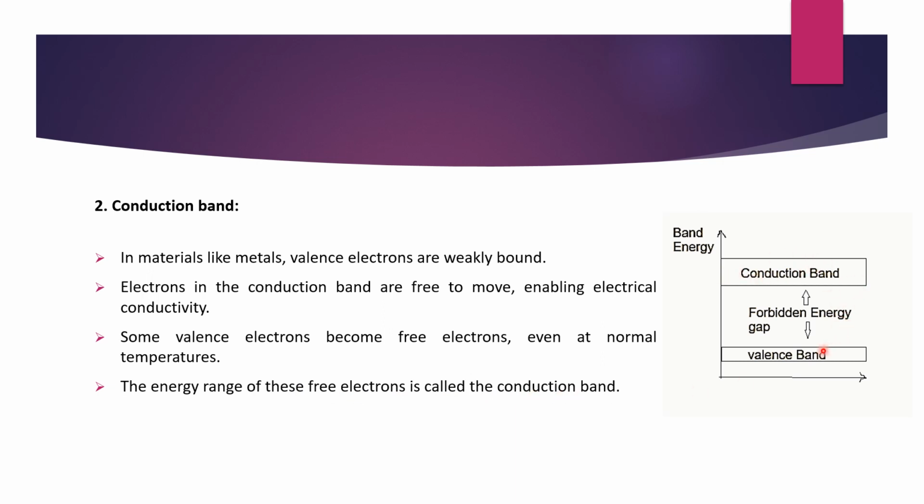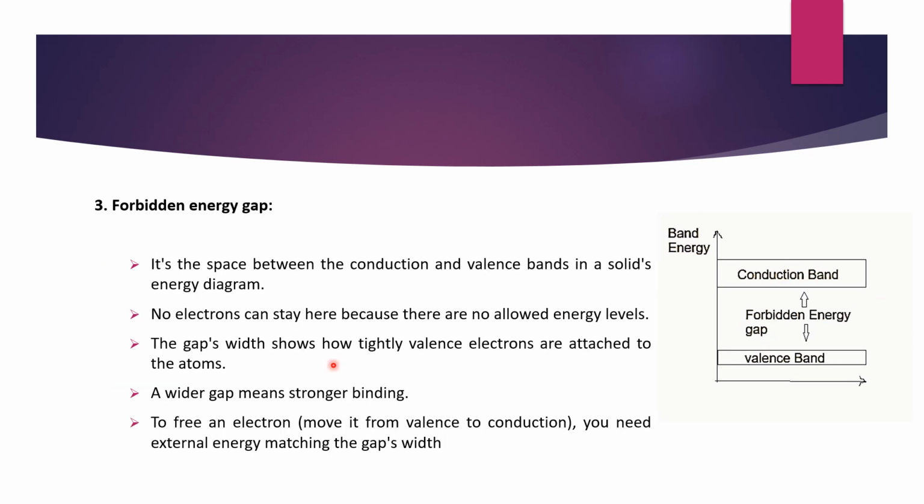Okay. So we have seen the valence band and the conduction band. Next we are seeing the forbidden gap. What is the forbidden gap? The figure is very clear that after the valence band there is directly the conduction band. Forbidden means electron energy can be either in the valence band or in the conduction band. It cannot be in between. It will either be in the valence band or it will be set free. It is the space between the conduction and valence band in a solid energy diagram. No electron can stay here because there's no allowed energy level. Forbidden means it's not allowed.